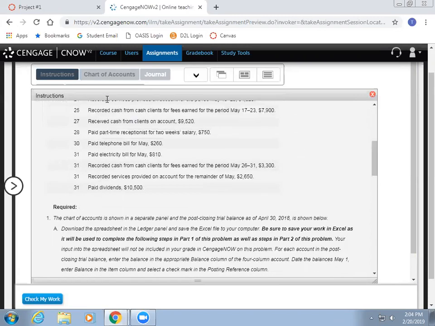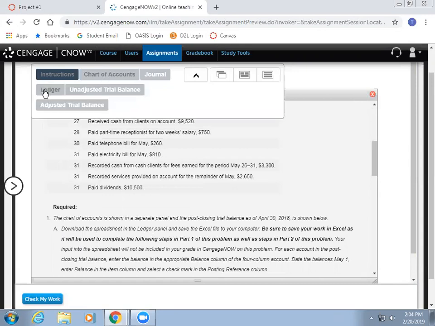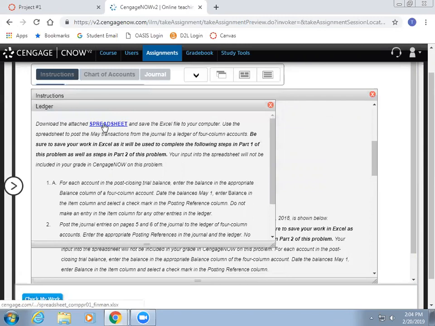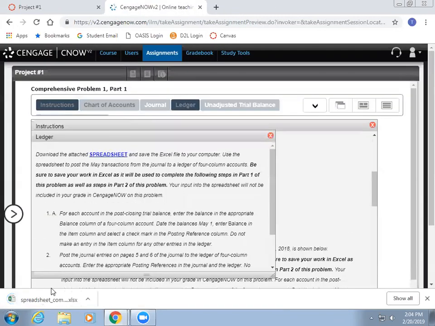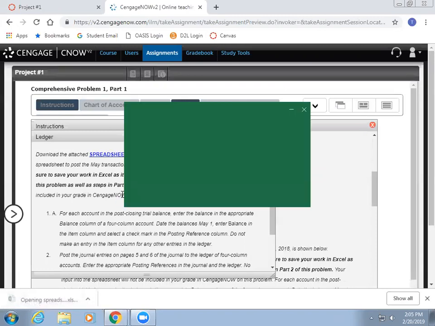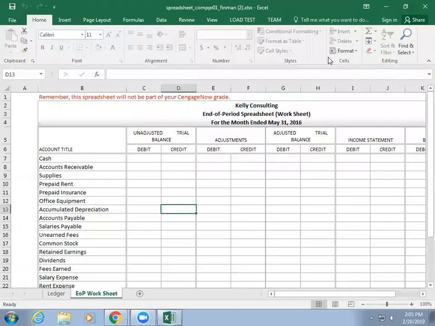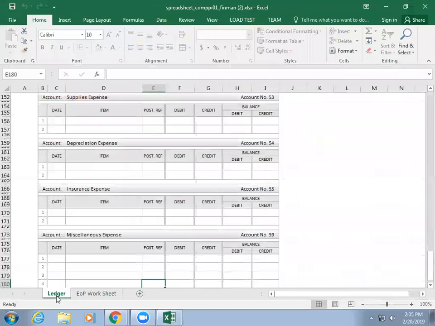Before you start journalizing, what you'll want to do is open up the ledger. So if you click on the ledger tab, and then there's that blue spreadsheet word, it actually opens up a ledger in Excel. And when I open up that Excel ledger, I want to click Enable Editing. And then this opens up to the worksheet, but down at the bottom you can click where it says Ledger to open up the Ledger tab.